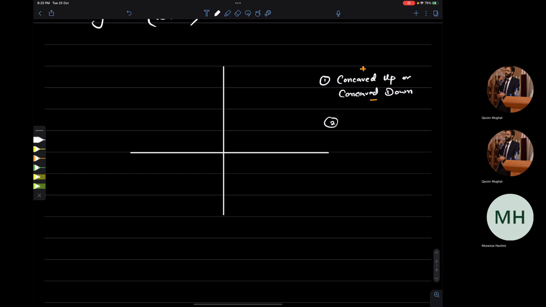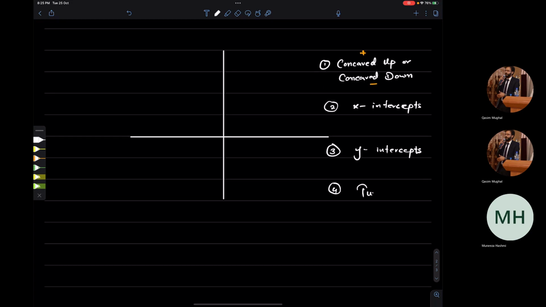The second important thing over here is the x-intercepts. Like on which points is it going to cut the x-axis? The next one is y-intercepts. And then at the end, we're looking at the turning points. And sometimes tangents. Got it?